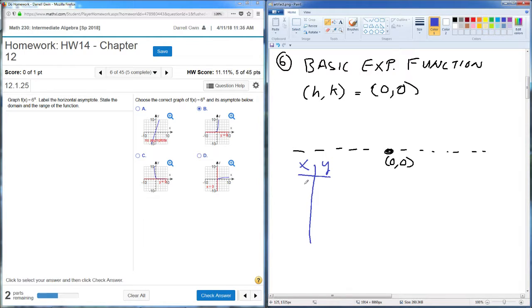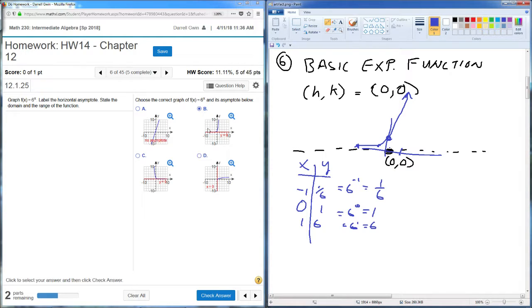X, Y. We're going to do 0, -1, and 1. If I plug in -1, we're going to get 6 to the power of -1, which is 1 over 6, which is really low. Anything to the power of 0 is 1, so 0, 1 is about right there. And 6 to the power of 1 equals 6, which is when it starts taking off, way up here. So it has to look like that.